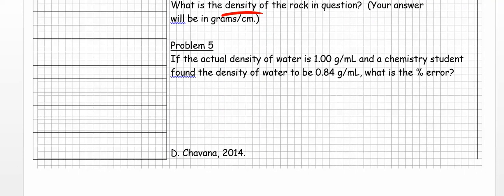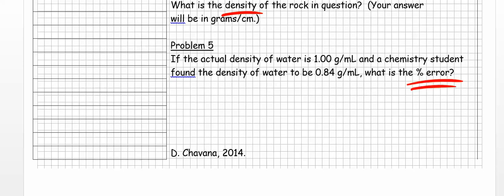All right, here we go. It says if the actual density of water is 1.00 grams per milliliter, and by the way, it is, the actual density of pure water is 1.00 grams per milliliter, and a chemistry student found the density of the water, doing some kind of experiment, to be 0.84 grams per milliliter, what is the percent error?